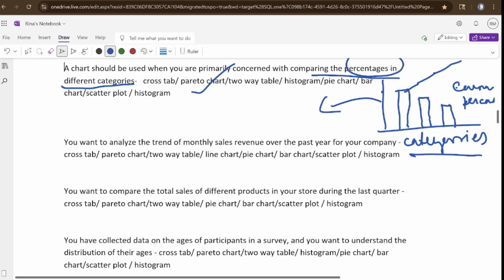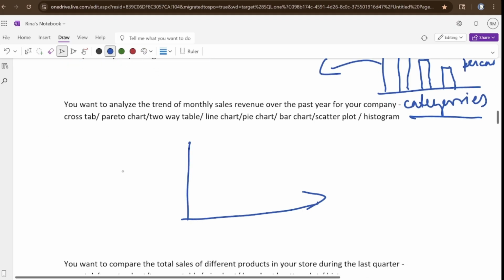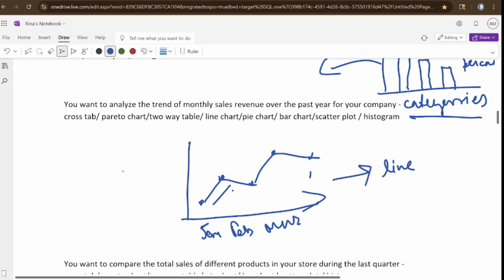You want to analyze the trend of monthly sales revenue over the past year for your company. So you have to give monthly sales like January, February, March, April, May in this way. So which one is better? So you can understand that if you just connect them by line, then you will be able to understand that it has increased in February but decreased in March, increased in April but decreased in May. Okay, so the best suitable is line chart.